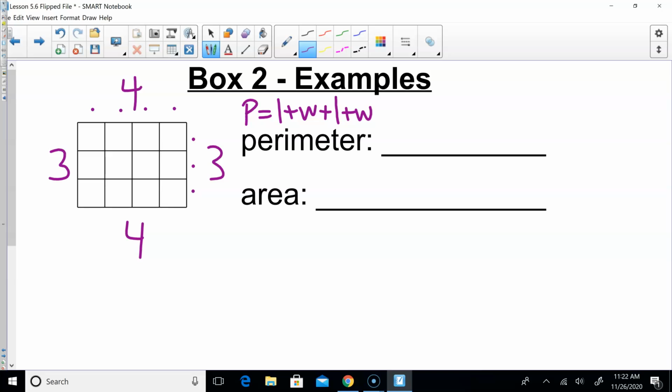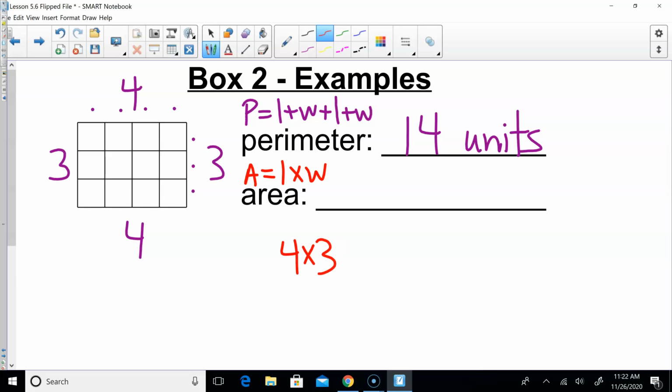We know those sides are equal. I have to add 4 plus 3 is 7. 3 plus 4 is 7 again. So perimeter would be 14 units, since I don't have a measurement on it right now. And the area equation would then be area equals length times width. So I have a length of 4 and a width of 3. So therefore my area would equal 12 square units.